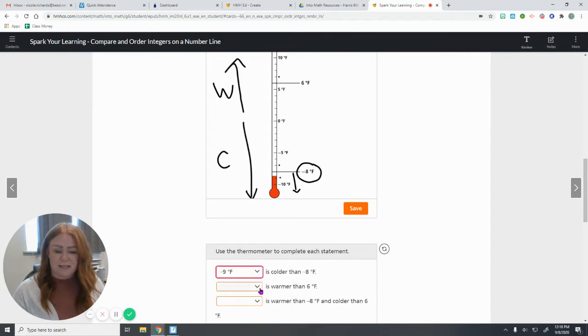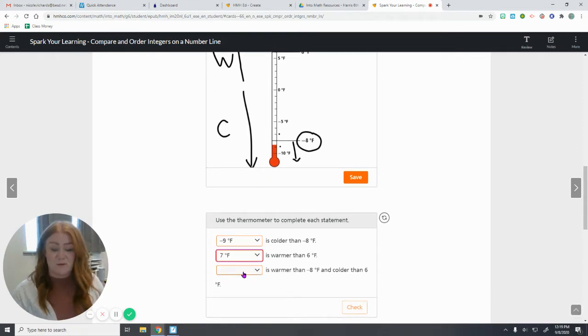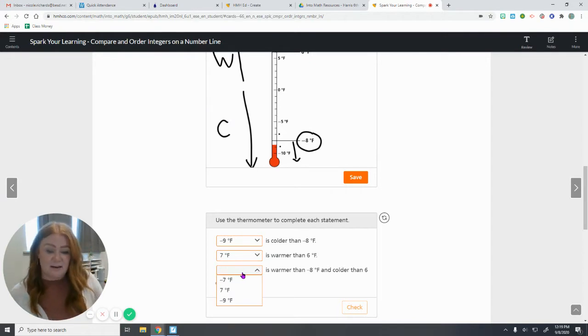Now I'm looking for a temperature, using the same temperatures, that is warmer than 6. So warmer needs to be higher. I'm going up, I find 6, so I need to look for a temperature that is up above 6, and that one is right there, which is +7. You really need to pay attention to those negative signs, and remember, if it does not have a sign in front of it, we assume that it's positive. So if you mean it negative, make sure you get that negative sign.